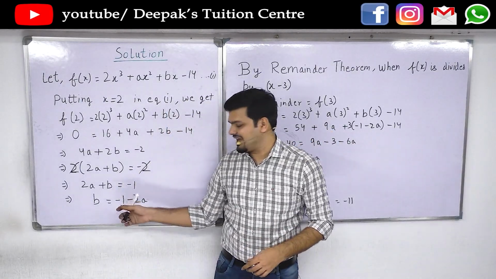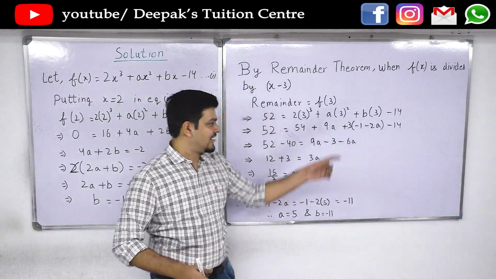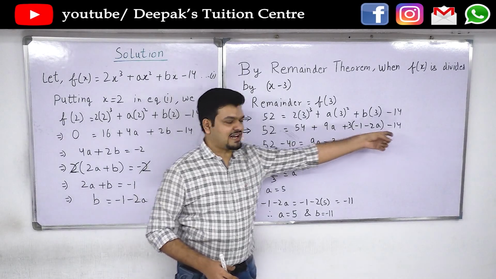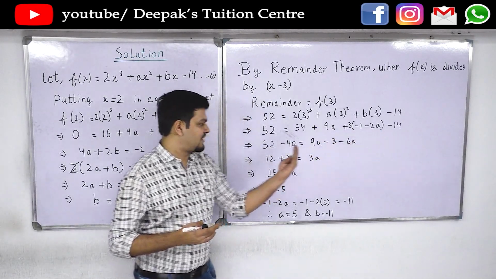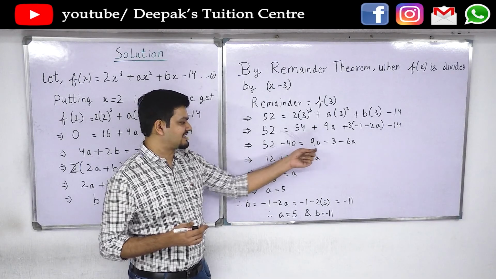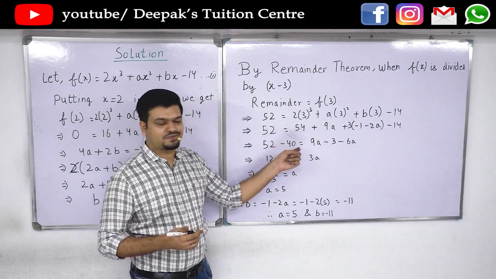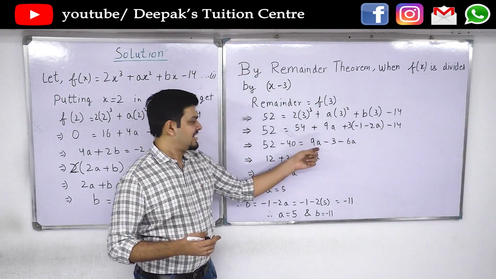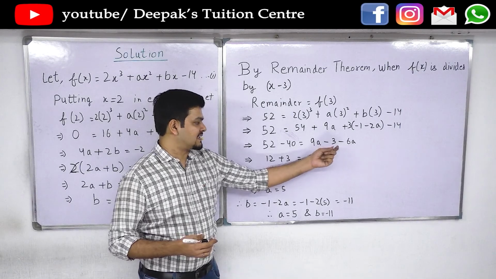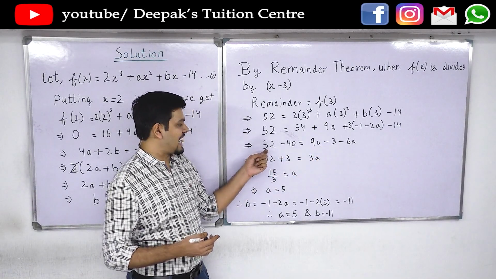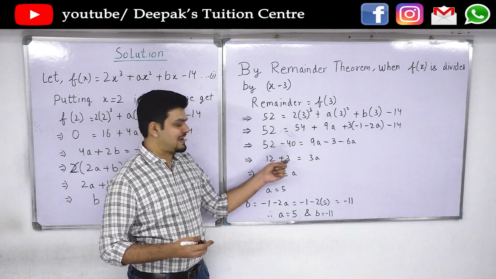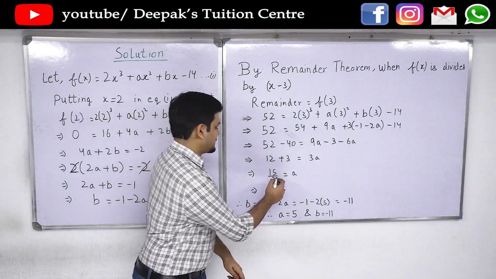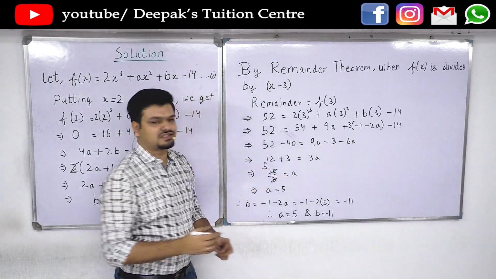I replace the value of b with minus 1 minus 2a. So 3 into (minus 1 minus 2a) minus 14. 54 minus 14 gives me 40. I transpose the 40 from the right hand side to the left hand side. I got 52 minus 40 equals 9a minus 3 minus 6a. 9a minus 6a is 3a. I transpose 3 from here to there. So I got 52 minus 40, that is 12, plus 3, that is 15. Again transposing 3, 15 by 3 gives me 5. So a equals 5.